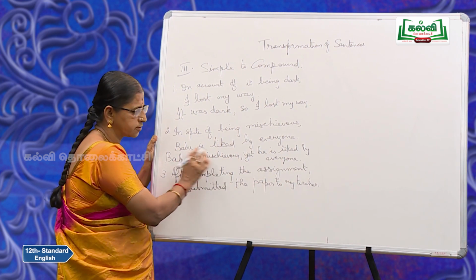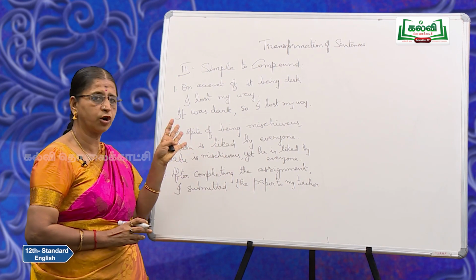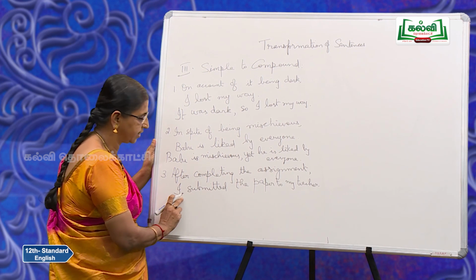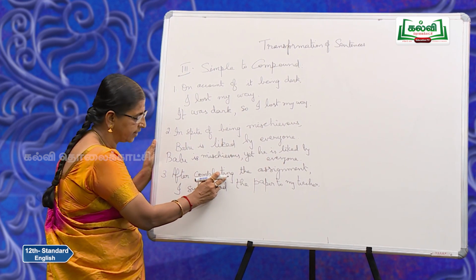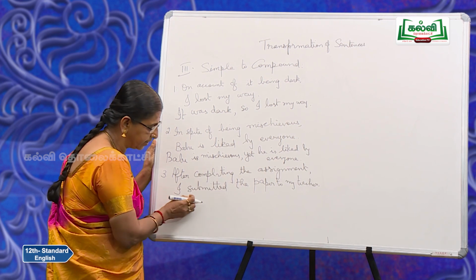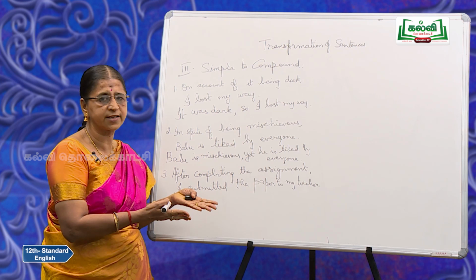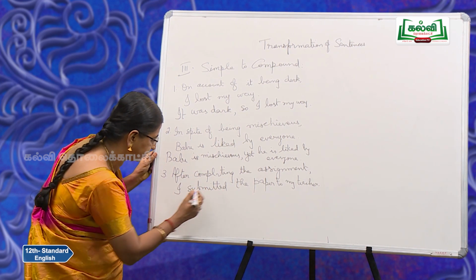So, Babu is mischievous, main clause 1, he is liked by everyone, main clause 2, yet or still or but is your conjunction. After completing the assignment, I submitted the paper to my teacher. So, verb plus ing, non-finite. So, submitted is the only finite verb. So, what is the meaning here? I finished the assignment, I submitted my paper. So, that is all. So, what do you write here?